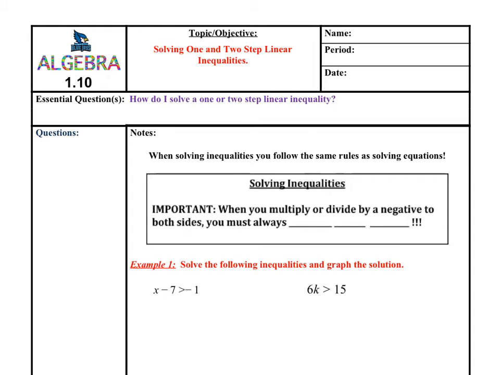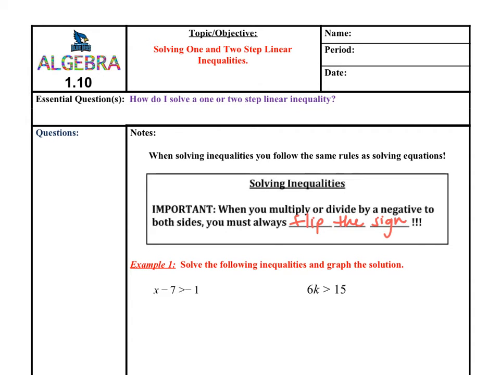Yesterday we wrote and graphed inequalities. Today we will start with solving inequalities. The good news is you already know how to solve equations, and we solve inequalities the exact same way with one exception. Whenever you multiply or divide by a negative number to both sides, you need to always flip the sign. That's the only difference. Everything else is the exact same.